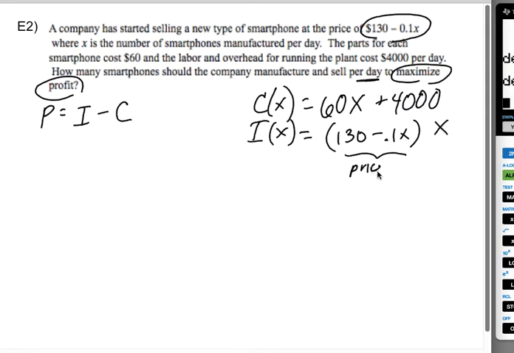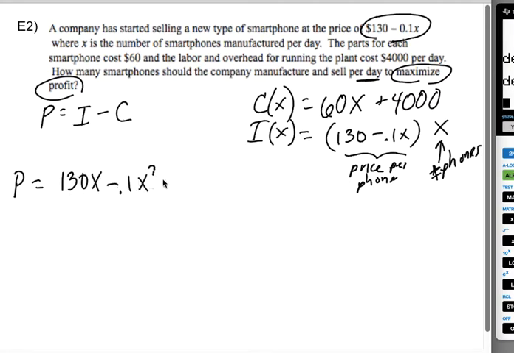That's how much you bring in, right? So that's the price per phone. Notice that the price is lower if they make more phones. And that actually makes sense. The more phones that are produced, usually the cheaper the sale price. So this is the number of phones. All right, so what we're asking for is profit, which is income minus cost. So the profit is going to be 130x minus 0.1x squared minus, in parentheses, the entire cost function, which is 60x plus 4,000.